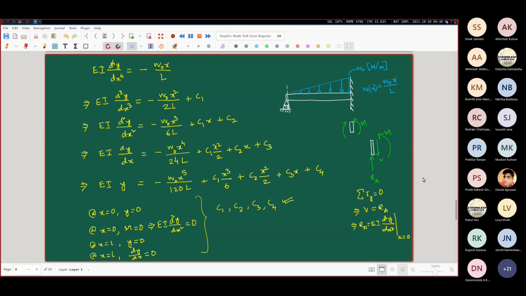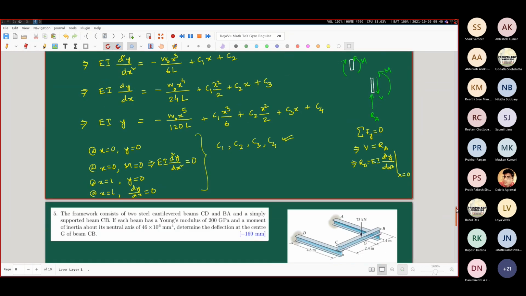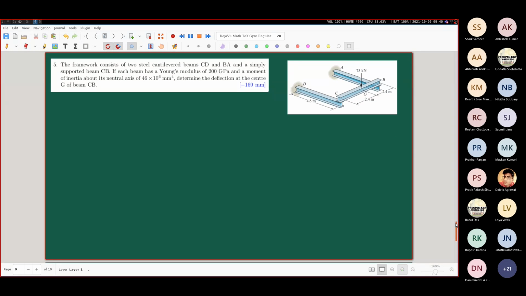And I want to show that through an example. So this is one of the problems in the tutorial sheet, which I have not yet uploaded in the course website. I'll do that today. So you see, we have this kind of an arrangement. The framework consists of 2 steel cantilevered beams, CD and BA.